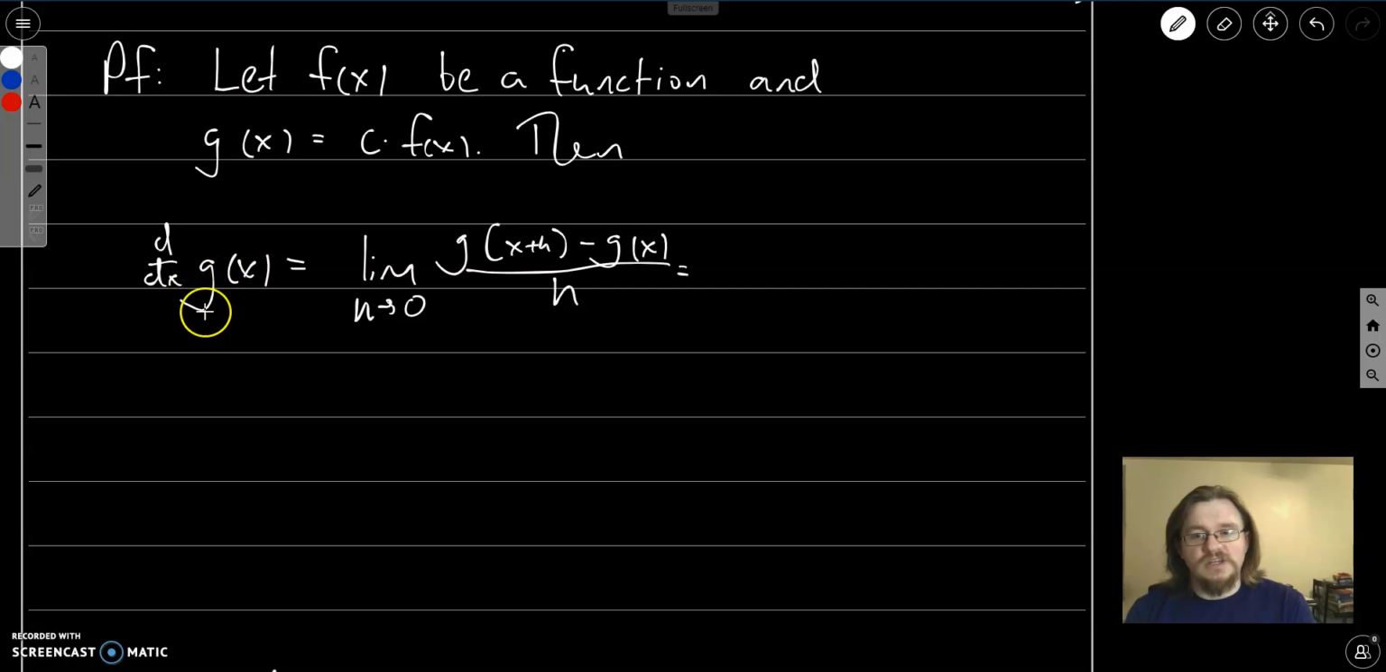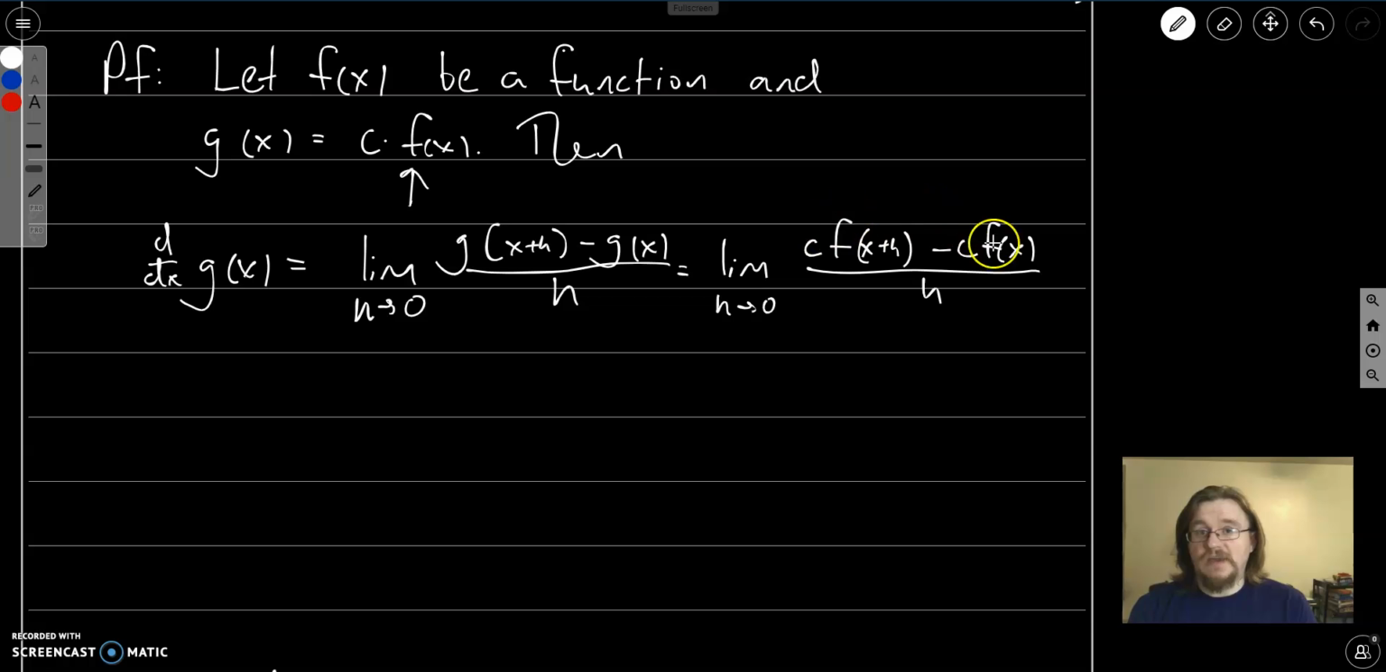Let's find the derivative of g. Well, if I want to take the derivative of g, I have to use a formula. So the limit as h approaches 0 of g of x plus h minus g of x all over h. Well, I have a formula for g, so I can plug that in. It's going to be the limit as h approaches 0 of g of x plus h, which is the same thing as c times f of x plus h. And then g of x, that's just the same thing as c times f of x.